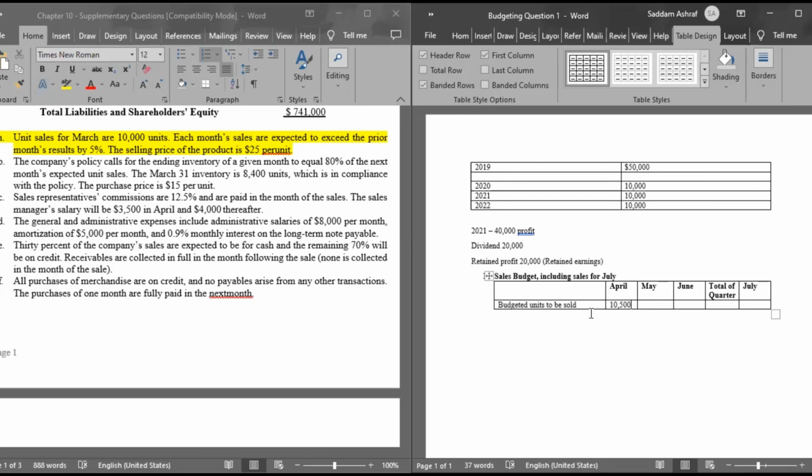So have you got how I have calculated 10,500? Okay, just add 5% to it and calculate the budgeted units sold for May. Do you have a calculator? So for May, add 5% to the previous one. Yes, exactly. You can just multiply it by 1.05. 11,025.